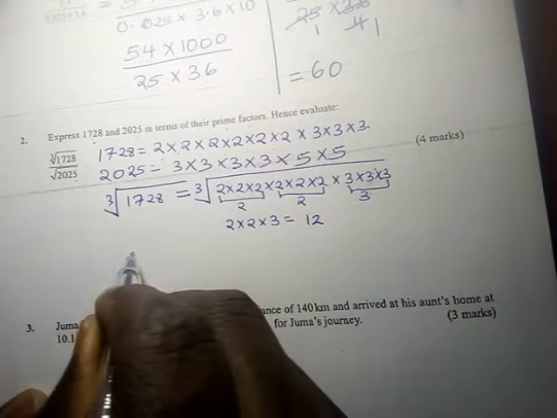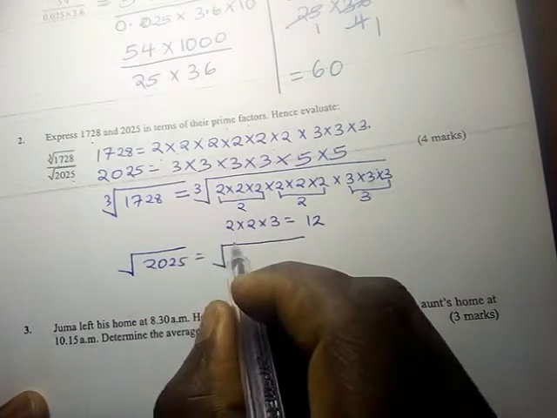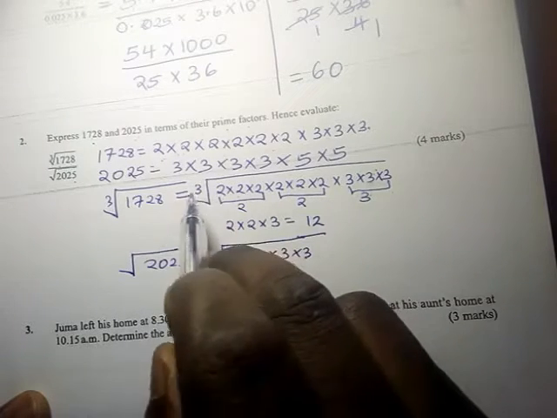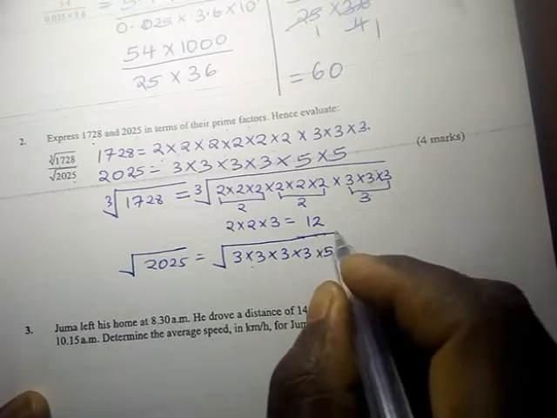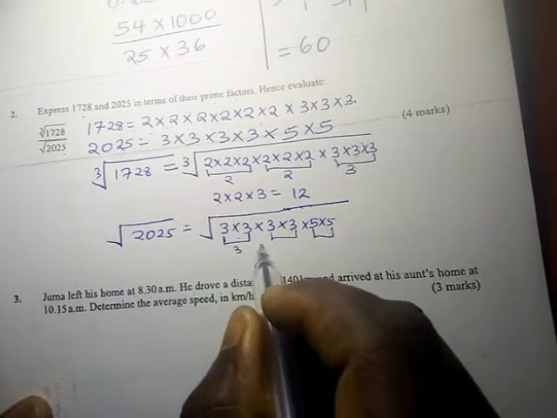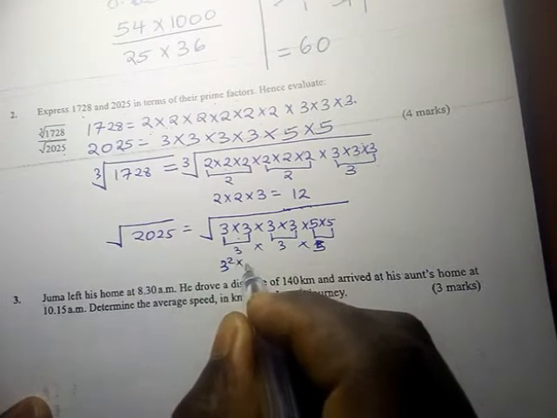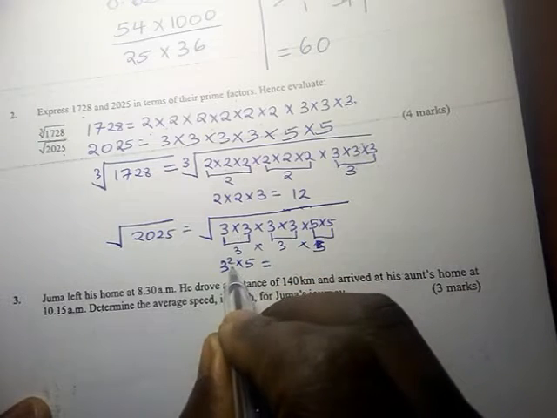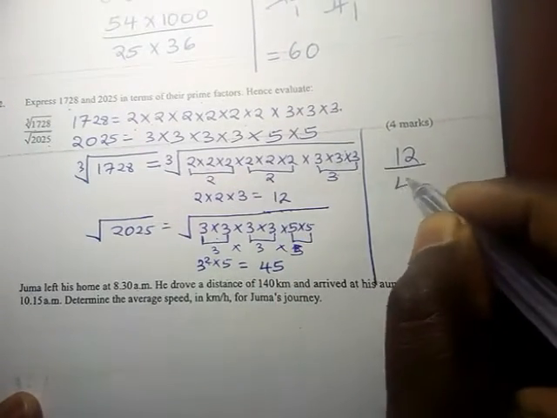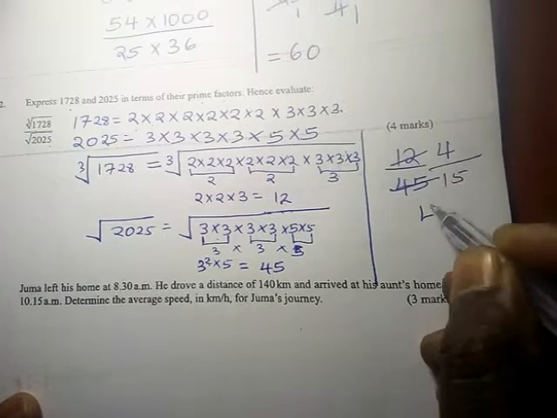And then the square root of 2025, that means it's the square root of 3 times 3 times 3 times 3 times 5 times 5. So for the square root, we group them into 2. From the 2, you pick 1. So this one is 3 times 3 times 5, and this one is going to be 3 squared times 5. This is 9, that is 45. So now we will have the numerator is 12 divided by 45. Now we can simplify 3 here, 4 times, 3 here, 15. So it is 4 over 15.